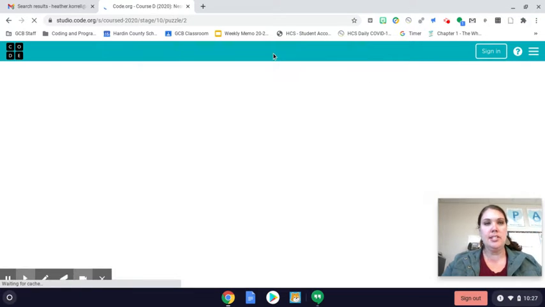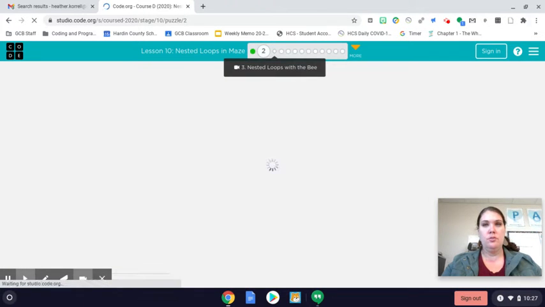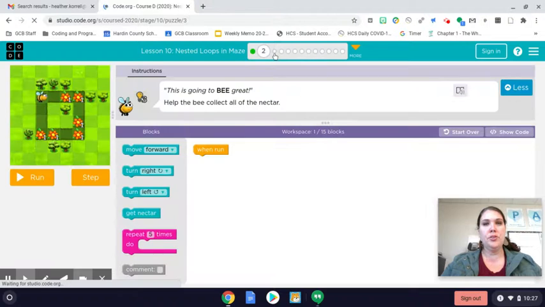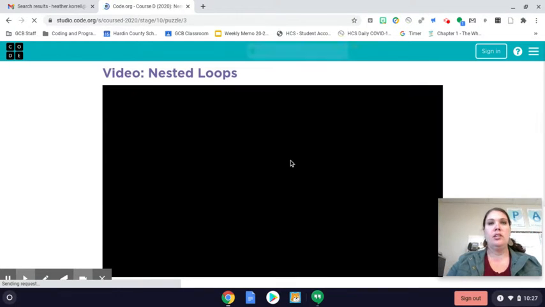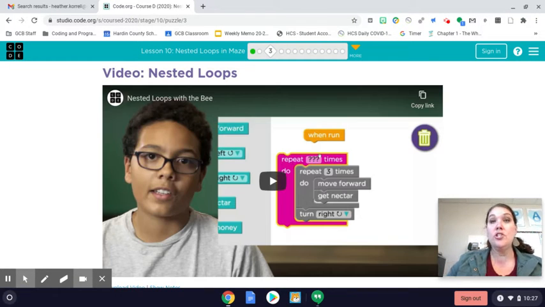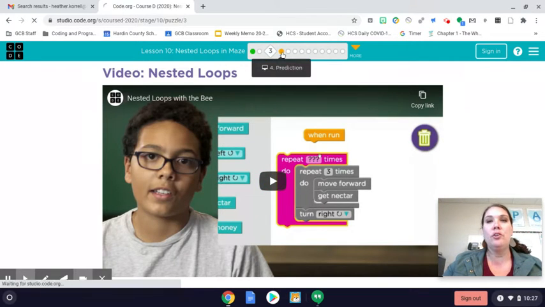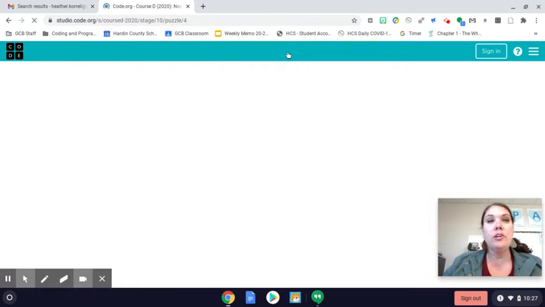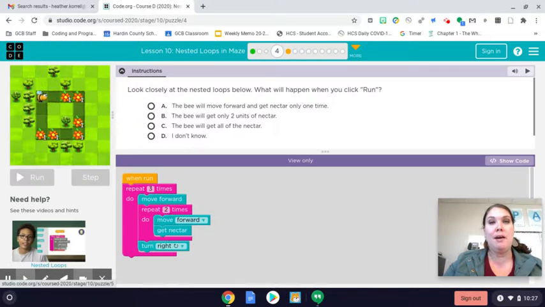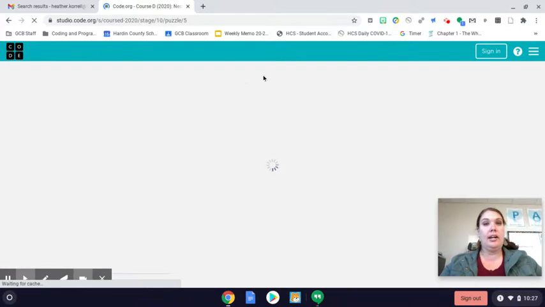So I'm going to go ahead and skip over to level 3. So in level 3, it's going to just explain a little bit about nested loops. They're basically telling you what I told you, that sometimes you have to repeat the repeat. And I'm going to walk you through what that level looks like. Level 4 is just a prediction of what you think will happen. So you're answering a question and then running the code. So let's take a look at level 5.